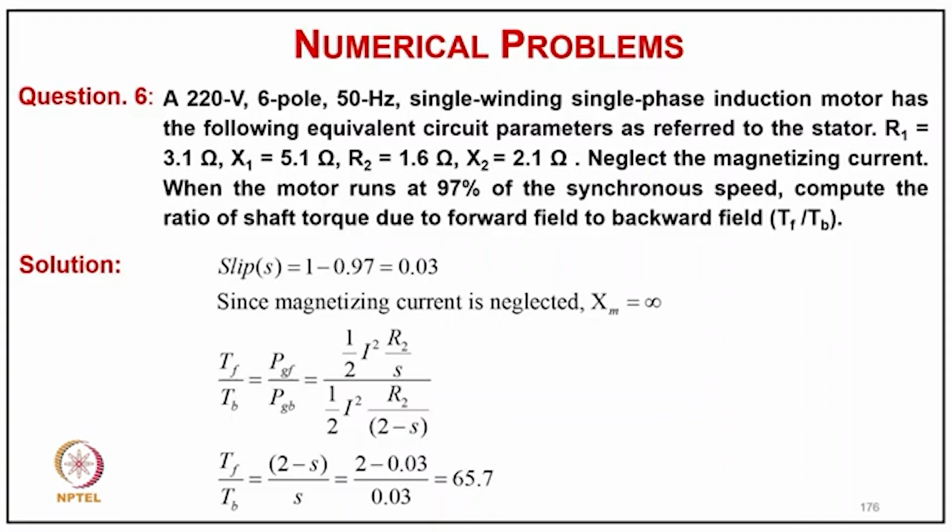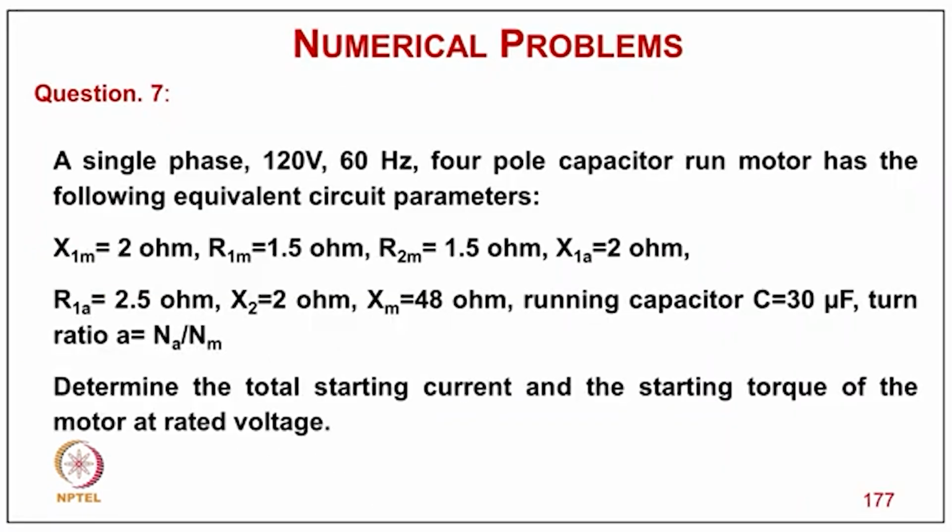You can have ZF upon RFB, PGF upon PGB, and the value half I square R2 by S divided by half I square R2 by 2 minus S. So TF by TB comes 2 minus S upon S, and putting the value it comes 65.7.